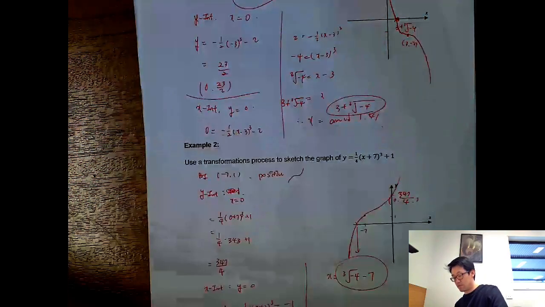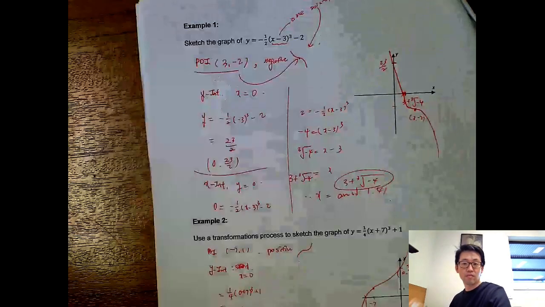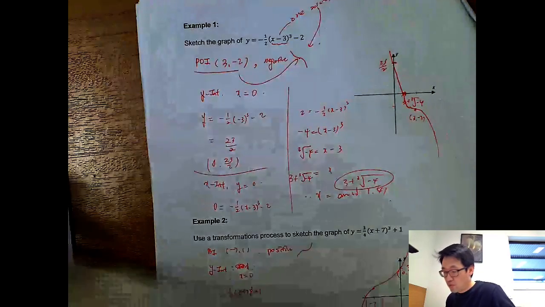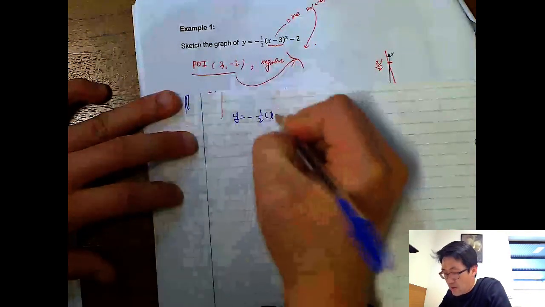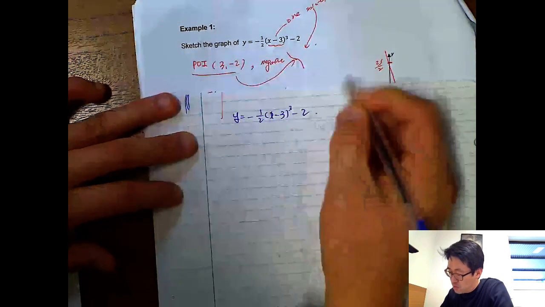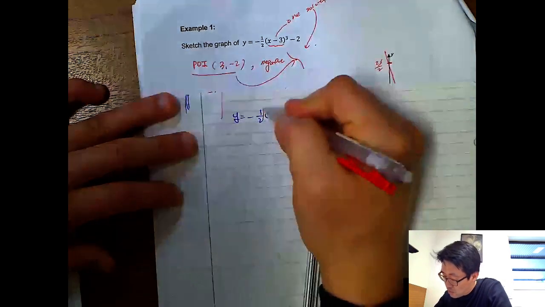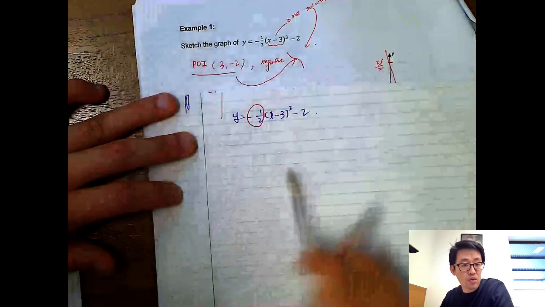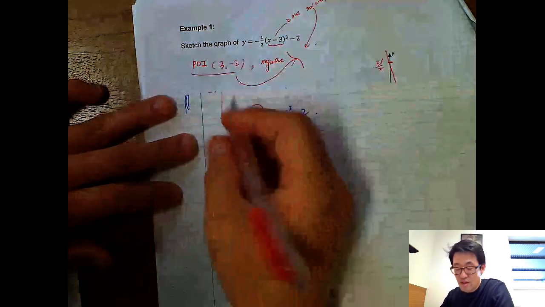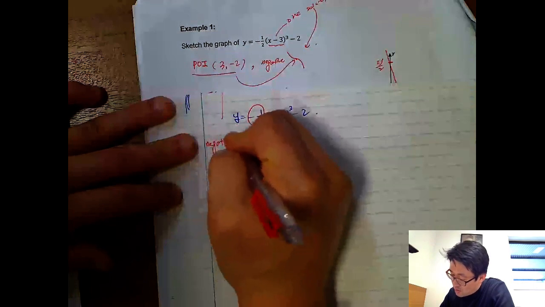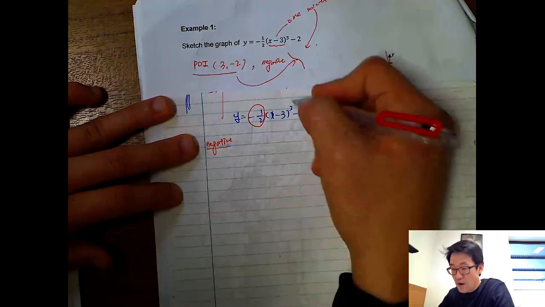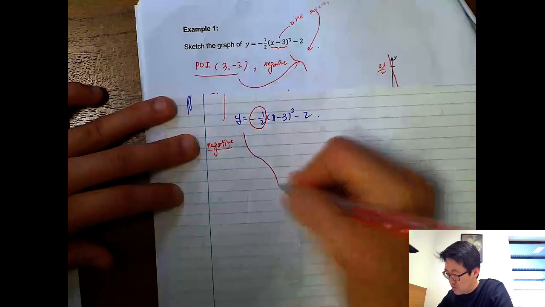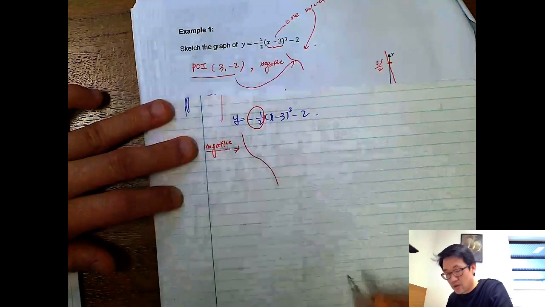Example 1. Okay. Sketch the graph y equals -12(x minus 3) cubed minus 2. Look at that. Look at the number, is it positive or negative? Negative. Therefore, does the graph look like it's going up or down? Down. A graph going down.